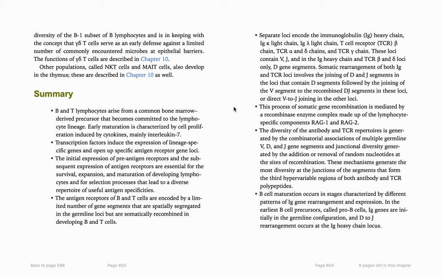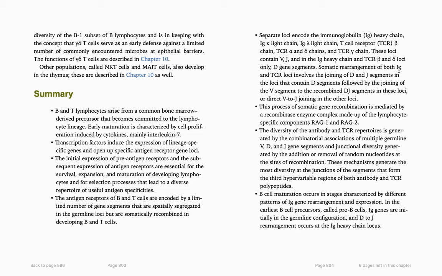Separate loci encode the immunoglobulin IG heavy chain, IG kappa light chain, IG lambda light chain, T cell receptor beta chain, T cell receptor alpha and delta chain, and T cell receptor gamma chain. These loci contain V and J gene segments, and in the IG heavy chain and the TCR beta and delta loci, also D gene segments.